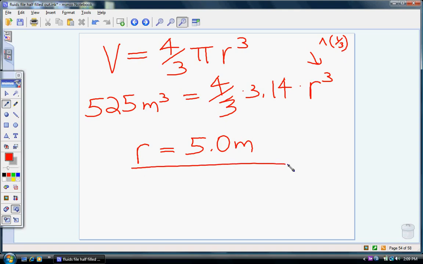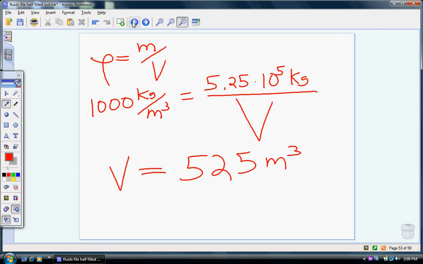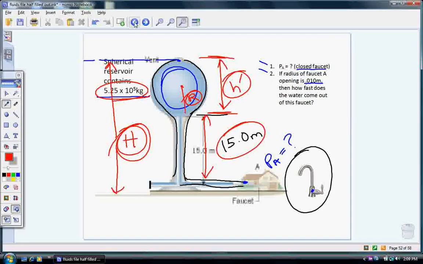So if I know the radius of that sphere up top, basically I can come back over here, and if that radius right here is 5 meters, then I know this additional height right here is 10 meters. And if I add that to the 15 meters, I know that this here is going to be 25 meters.